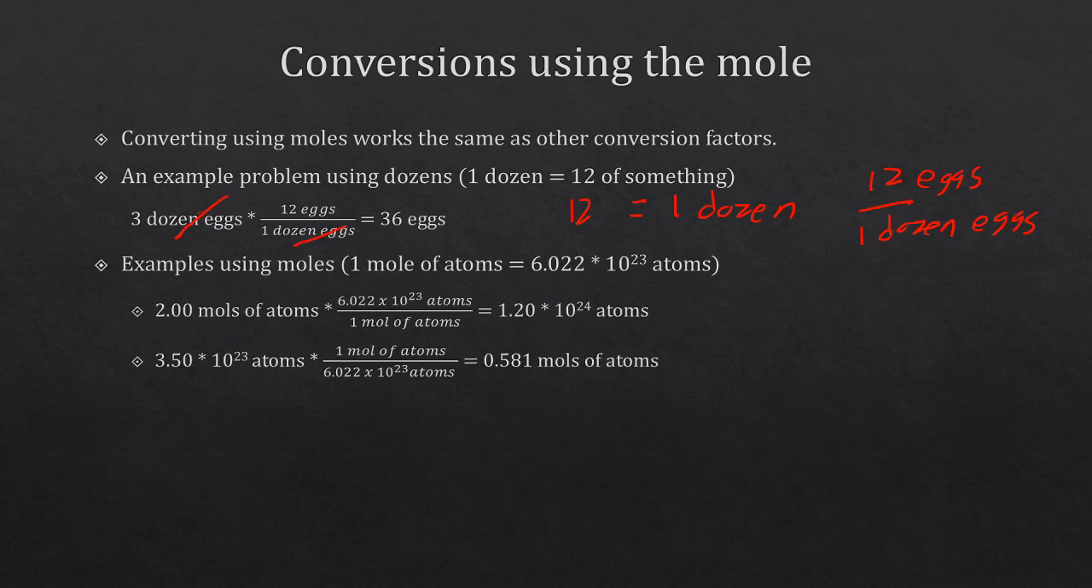So what does this look like with a mole? Let's say we had 2 moles of atoms. Well, we can multiply that by 6.022 times 10 to the 23rd divided by 1 mole of atoms. And when you do that, the moles of atoms cancel. We multiply and we get 1.20 times 10 to the 24th atoms. On the other hand, you can go the other way as well. So if you started with 3.50 times 10 to the 23rd atoms and multiply it by the fact that 1 mole of atoms divided by 6.022 times 10 to the 23rd atoms is the same thing, the atoms would cancel and you'd be left with 0.581 moles of atoms.